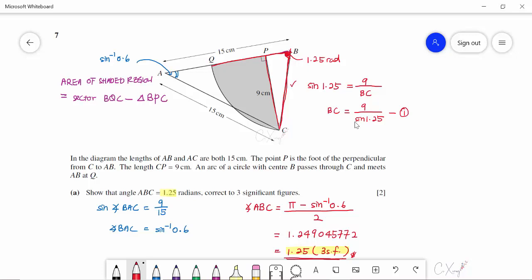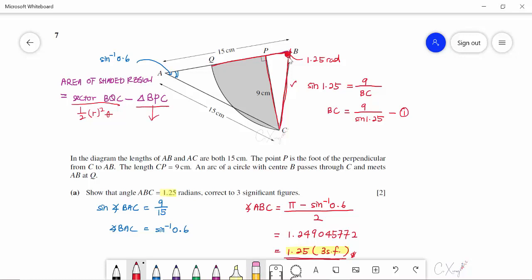So I know BC already. Then the sector BQC area is half R squared theta. You already have R, which is BC, and theta, which is the angle ABC. Now we refer to the triangle BPC.